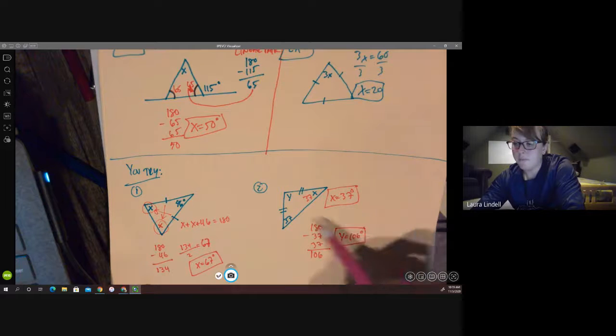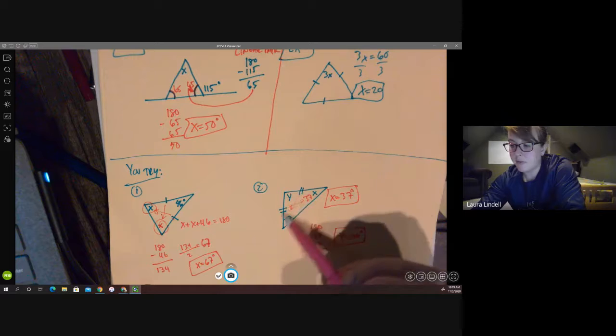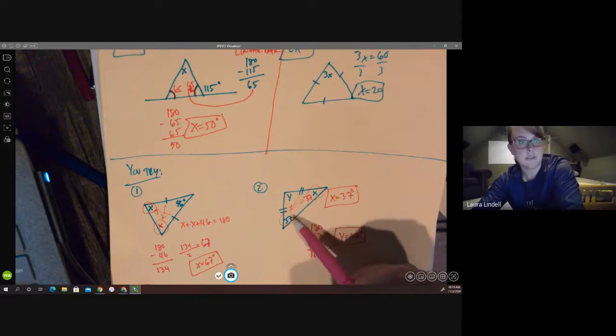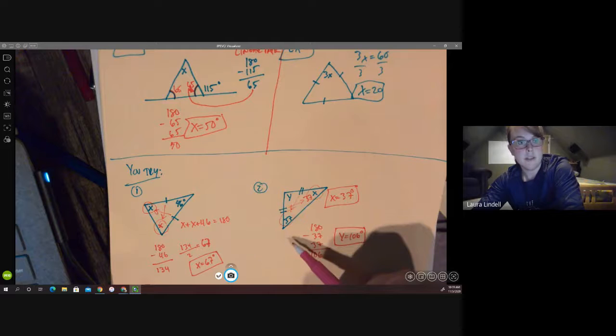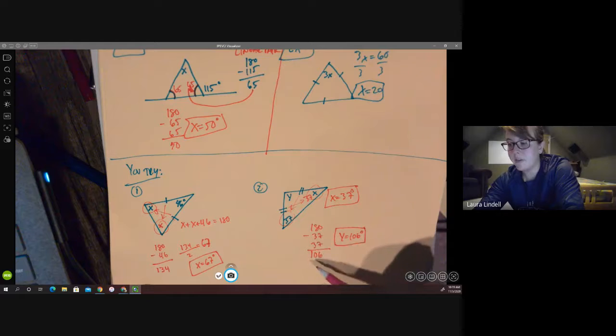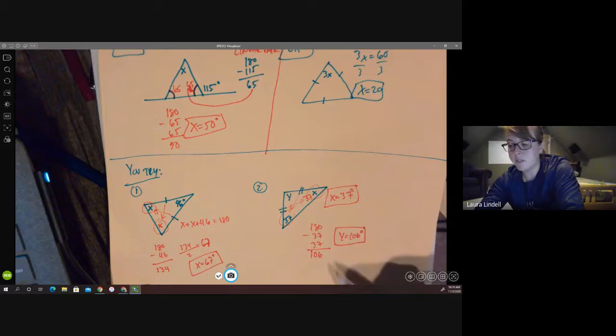Over here, these are our two sides that are the same, so the angles across from them are the same. So x is 37, since this one is also 37. Then you can go 180 minus these two angles, 37 and 37, and that gives you y, your other vertex angle here, which is 106 degrees. And then we're done.